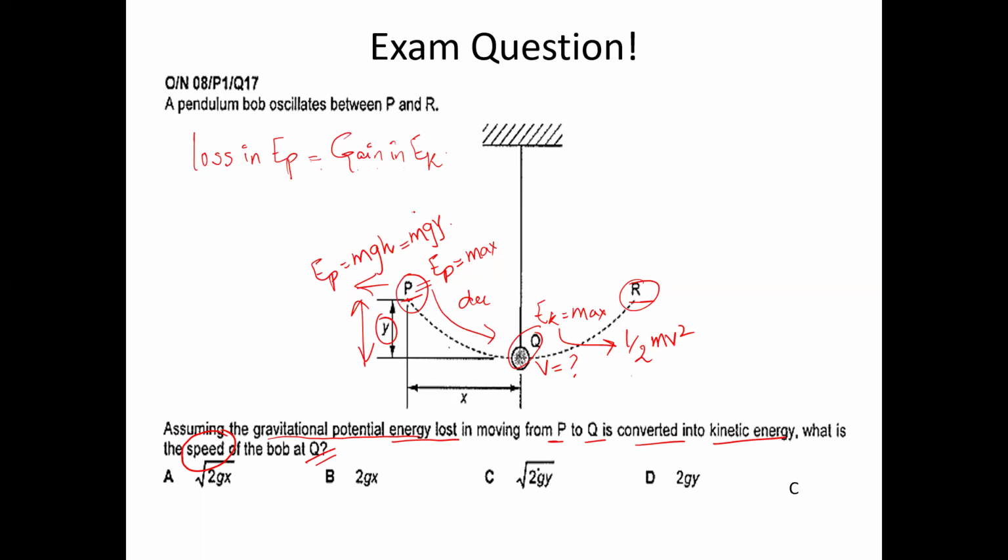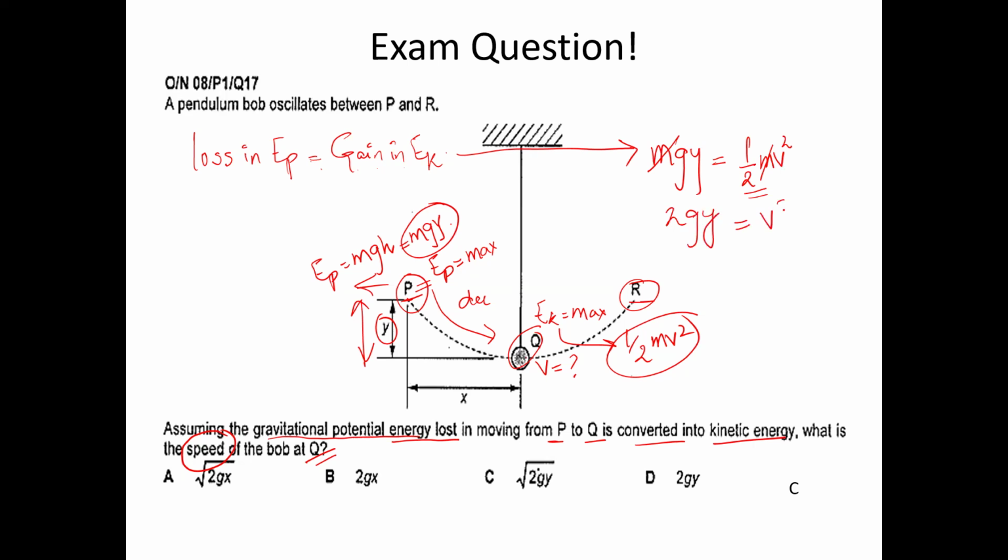So let's plug in the values. One value is this, the other value is this, into the formula. So what formula are we going to get? As we know, loss in gravitational potential energy is equals to gain in kinetic energy. So mgy will be equals to half mv square. This m and m cancel out. We need to find out the speed. The 2 at the bottom will move to the left. It becomes 2gy is equals to v square.